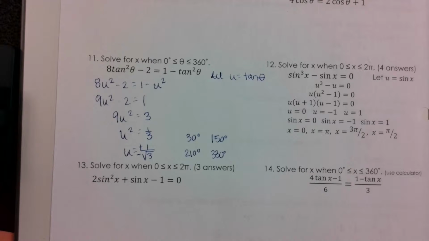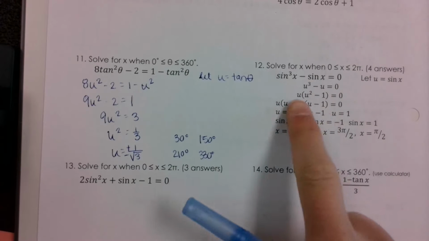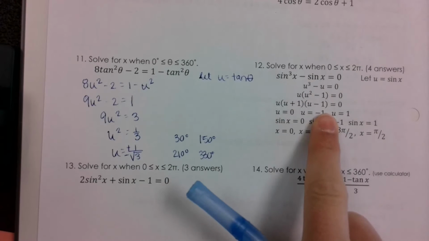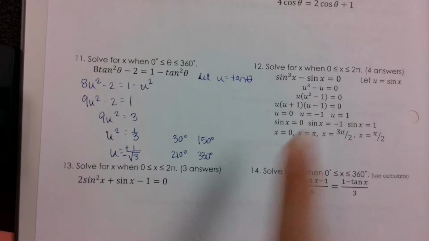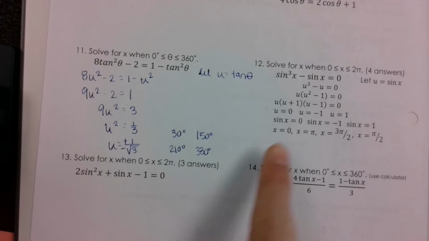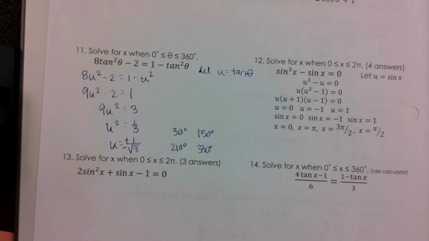Alright, so number 12 is already worked out for you. That's one where you do have to factor. So they did use substitution again, and then they pulled out a GCF, and they did difference of squares. And then just like when you're solving from your factors like normal, you set each factor equal to 0 and then solve from there. And that's how they got all of this. Does that make sense? So there's an example worked out like that.